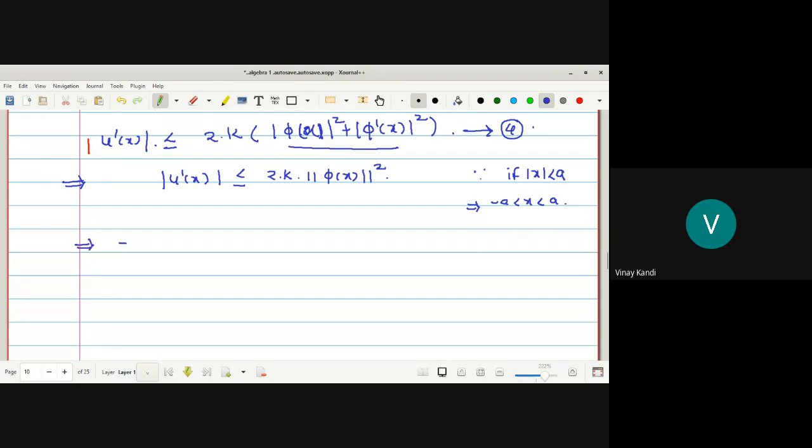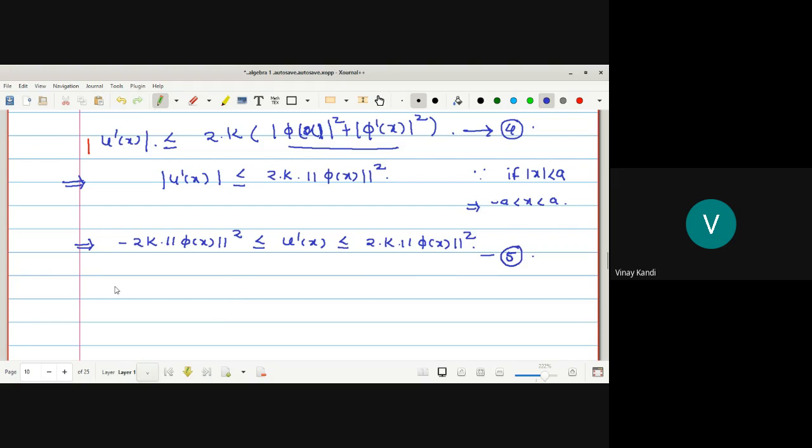This implies minus 2k into norm of phi of x bracket square is less than or equal to u dash of x is less than or equal to 2 into k into norm of phi of x bracket square. Give it as question number 5.